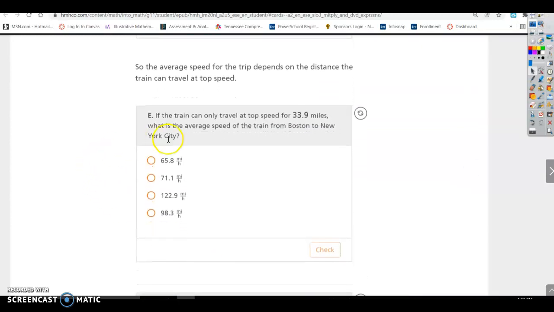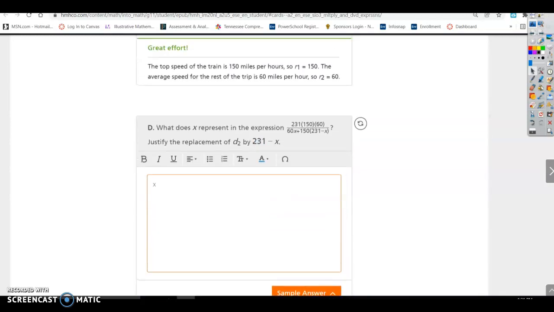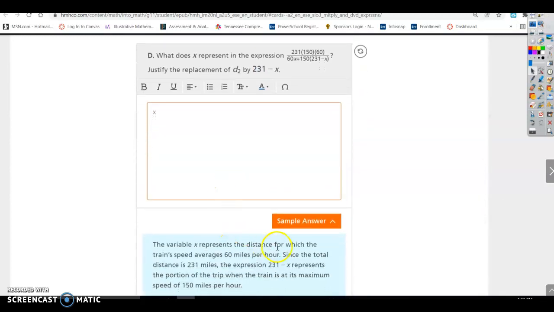And then it says, so the average speed of the trip depends on the distance the train can travel at top speed. If the train can only travel at top speed for 33.9 miles, what is the average speed of the train from Boston to New York City? So 33.9 miles. Okay, so let's use our function here.